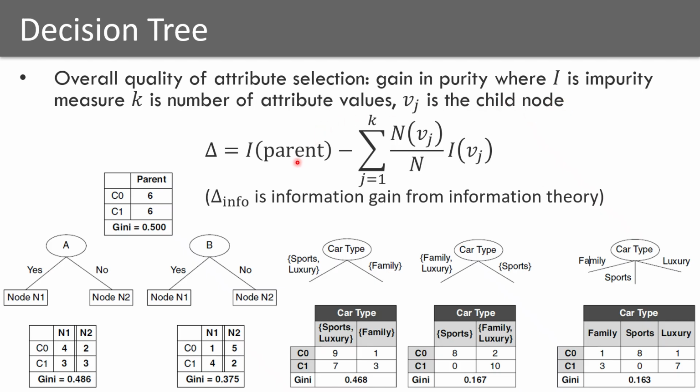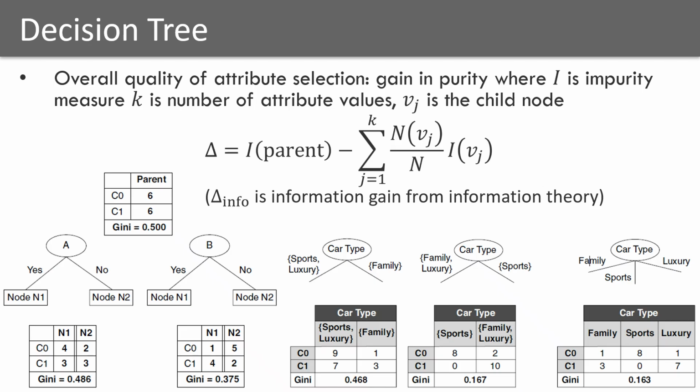So we can see here that our purity measure is the impurity measure of the parent, which we have calculated, for example, by the Gini as in the last slide, and then we calculate the sum of the impurities of the child nodes, and each child node is multiplied by the number of elements in the child node divided by the overall number of elements in the parent node.